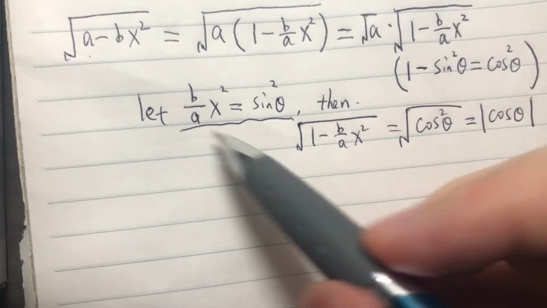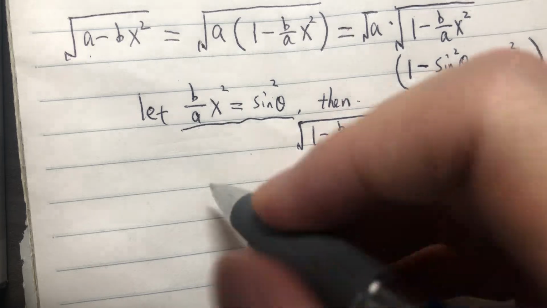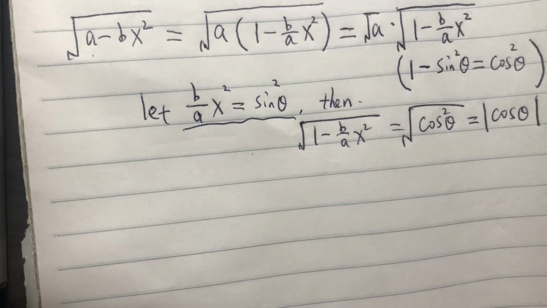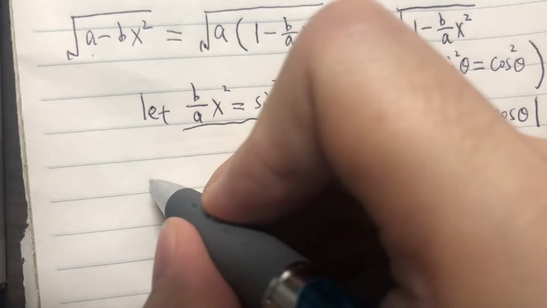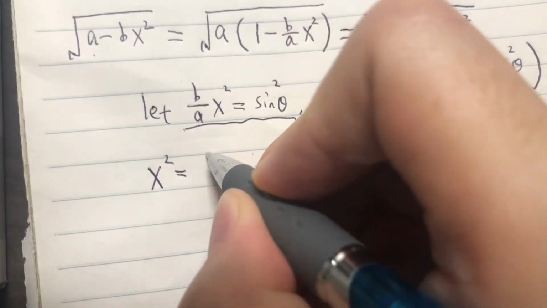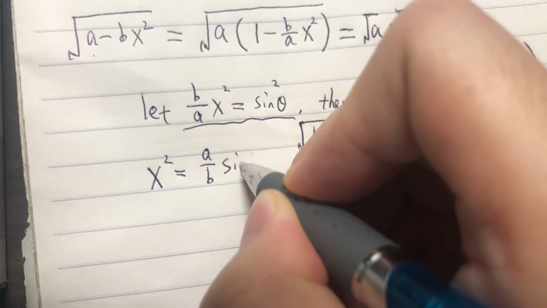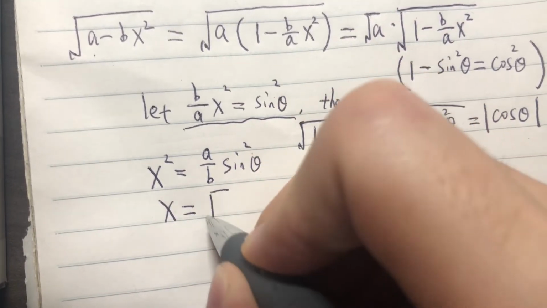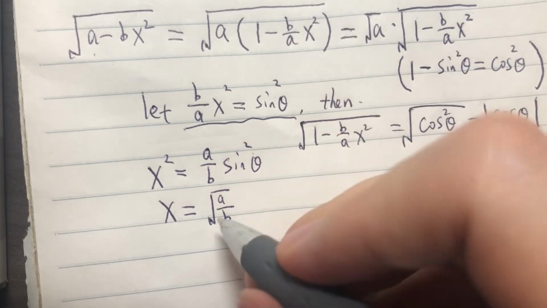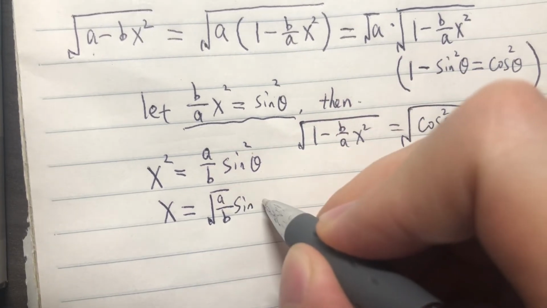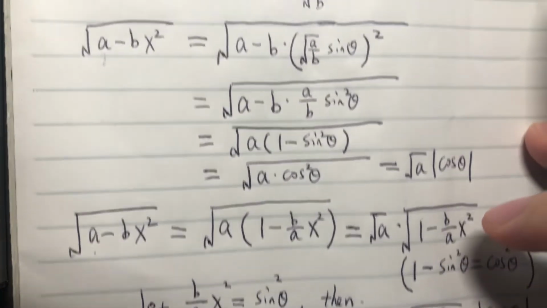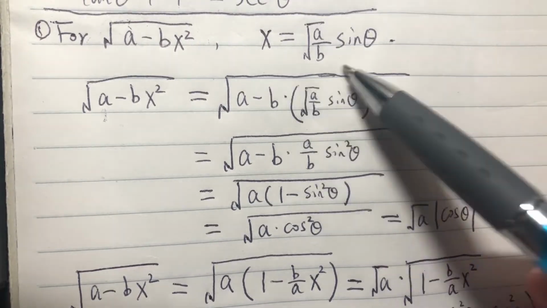So basically you can solve for x, so you know the actual trig substitution. We need to solve for x. And so we move this b over a to the right hand side. So x squared equals a over b sine theta squared. Then we take the square root. x equals square root of a over b sine theta, by taking the square root. This is the same formula in here.